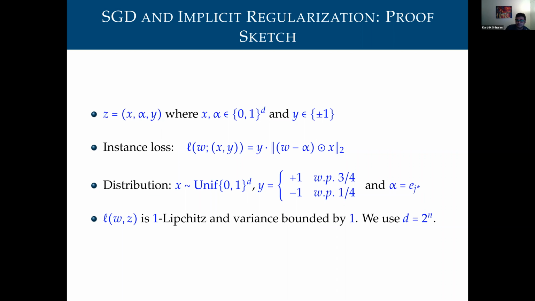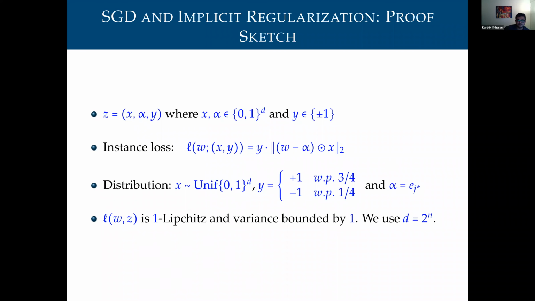Now, the distribution that we are going to consider is the following. X is going to be uniform in {0,1}^d, so we just randomly flip coins on each of the coordinates. Y is going to be slightly biased towards being +1: it's going to be +1 with probability 3/4 and -1 with probability 1/4. And alpha is just going to be set to be a basis vector in one coordinate J star. So alpha is deterministic in this case, in fact. And you can easily check that this loss is 1-Lipschitz because it basically looks like a norm, so it has to be Lipschitz. I'm not going to go into the details there. And the key idea is that we're going to use dimensionality, which is really large.